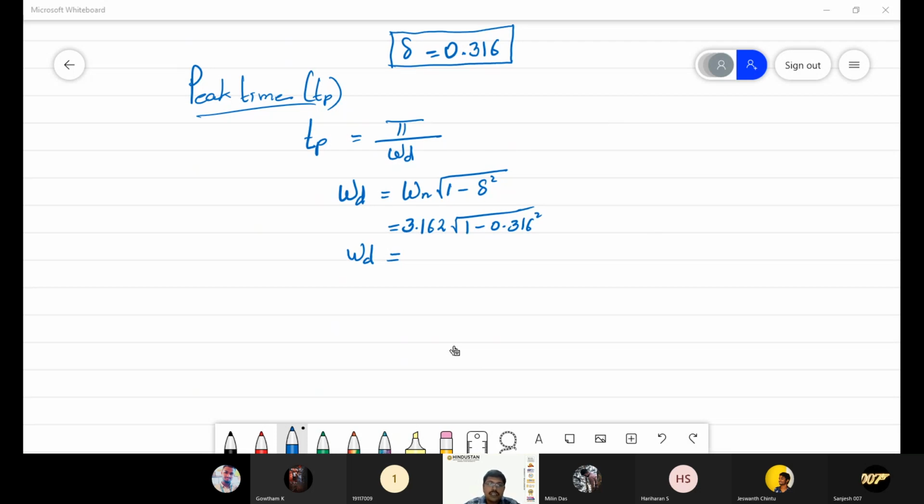Please put it in the calculator. That is the root of 1 minus del square. Omega d is equal to omega n into root of 1 minus del square. If you substitute, you'll get the answer. I hope you'll get the answer as 3. 3.0001 I am getting, so I am making it as 3. Omega d value, are you getting the same value? Please check.